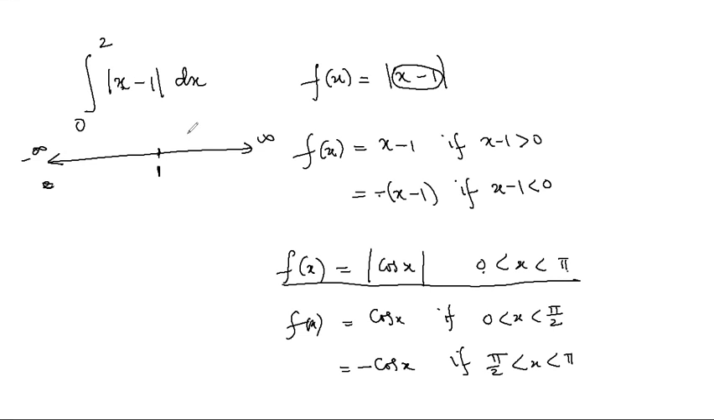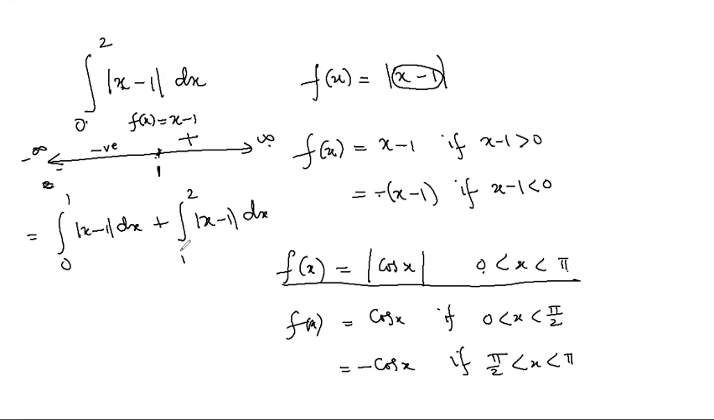When x is more than 1, it will be positive. When x is less than 1, it will be negative. I'm talking of only x minus 1's function. f of x equal to x minus 1 is positive from 1 to infinity and negative from minus infinity to 1. So 0 to 2, I'll split as 0 to 1 modulus of x minus 1 dx and 1 to 2 modulus of x minus 1 dx. Everybody agree with this? How did this 1 come?